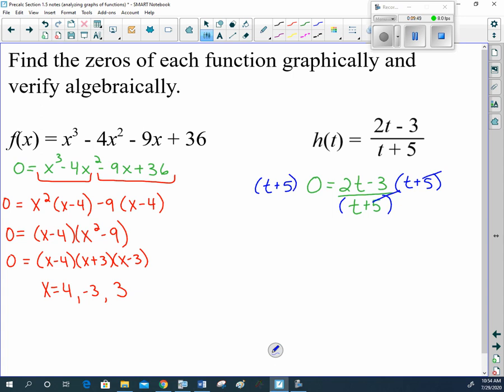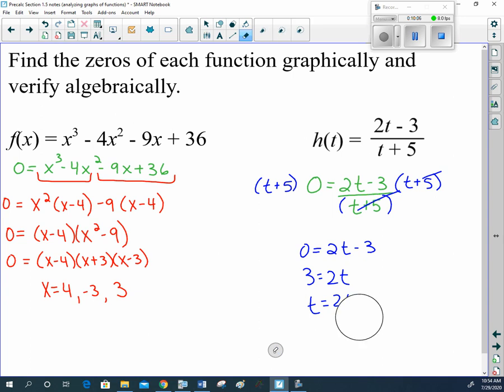So that reduces that part of the fraction, and 0 times t plus 5 is still going to be 0. Nice. That totally got rid of the fraction. So now we don't even have to work with a fraction. So add 3, and then t equals, oops, other way around, 3 over 2. Okay, let's graph that and see if that really is our 0.